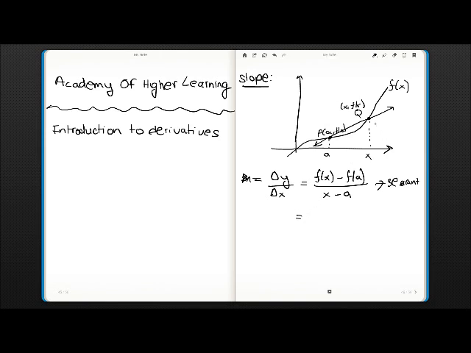For it to be a tangent, we need to take this point Q and bring it closer and closer to P, and so turning x into a. We can use limits to do that. So if we put the limit as x approaches a of f at x minus f at a all over x minus a, this will give us the slope of a tangent at point P.